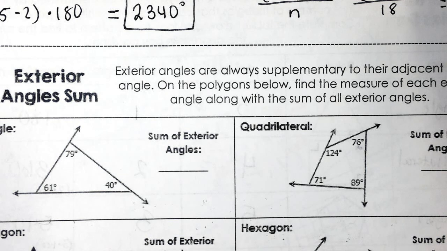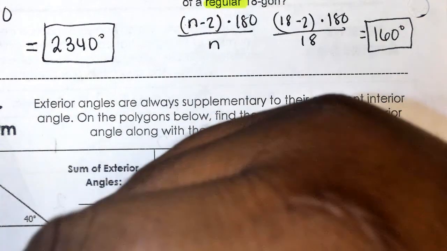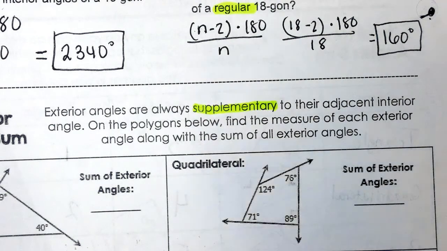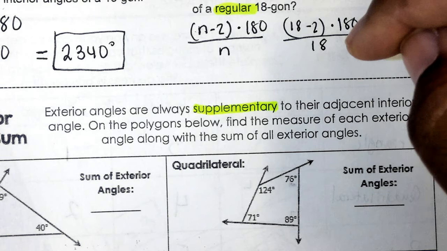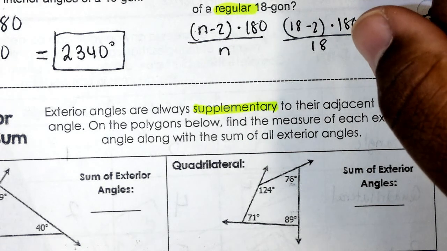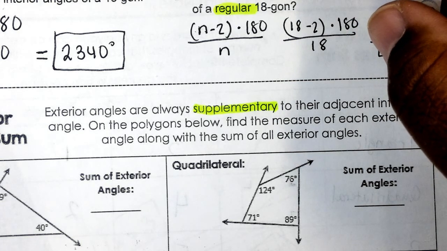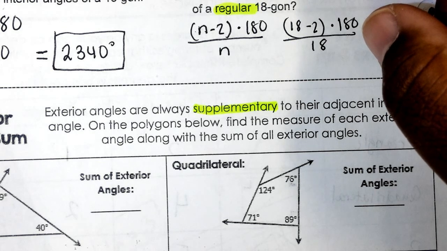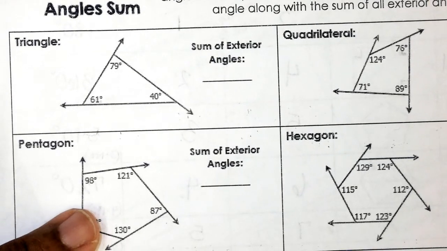Exterior angles are always supplementary. That's key. What does supplementary mean? It adds up to 180. Yeah, they add up to 180. They're supplementary with their adjacent interior angle. So exterior angles are always supplementary to the adjacent interior angle that's next to them. And then it says, on the polygons below, find the measure of each exterior angle, along with the sum of all the exterior angles. We can do that together. I'm going to zoom in on each one of these.